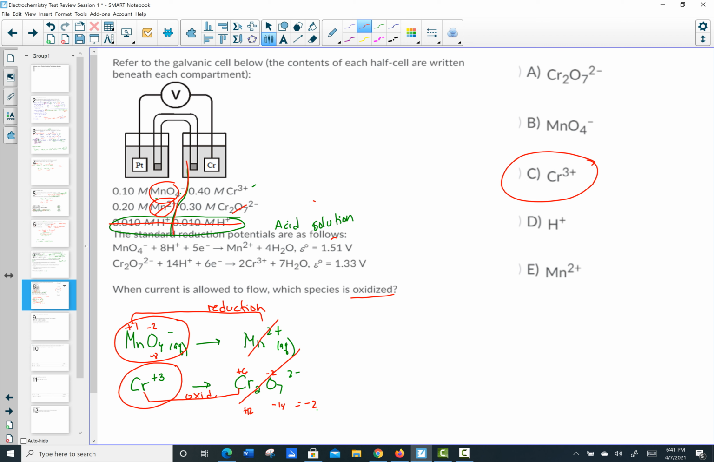Now this was an interesting problem. It just simply asked which species is being oxidized. It was not a quantitative question, but we could easily calculate E cell because we've determined what's being oxidized and what's being reduced. The manganese was being reduced at 1.51 volts, and we said the chromium was being oxidized at 1.33 volts. And I would simply subtract those two voltages to find the standard potential of this galvanic cell.